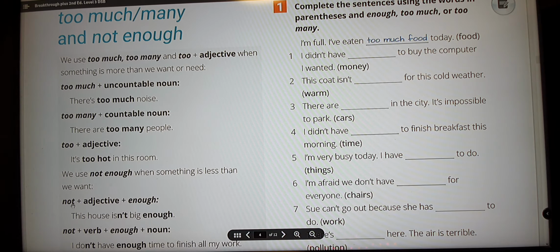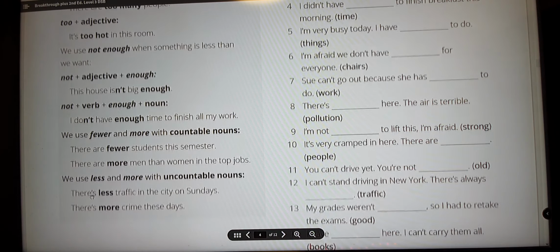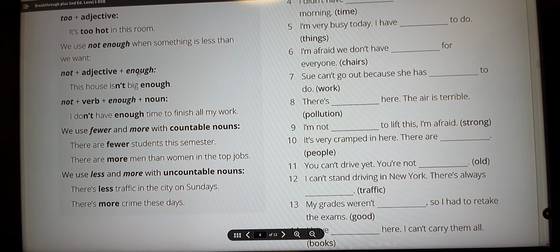So the structure: not plus adjective plus enough. This house is not big enough. Big is the adjective. Not big enough. For a negative statement, not plus verb plus enough plus a noun. I don't, so I do not have, is a verb, enough time. I don't have enough time to finish all my work.